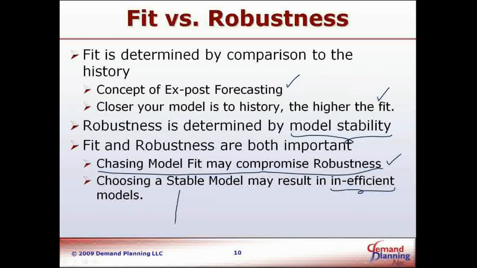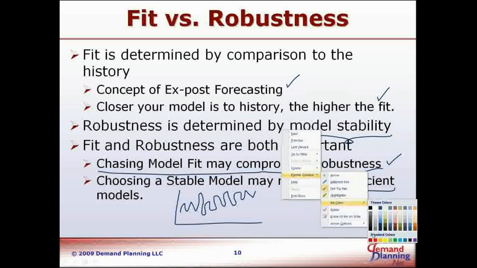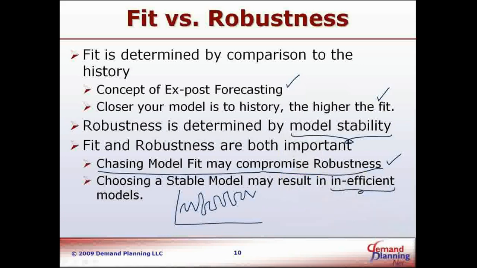On the other hand, if you choose a very stable model, it may result in inefficient models, right? Models that do not explain history very well. As I explained to you before, a straight line model is very stable, but it's inefficient, because it doesn't capture all the information in the history. Although in the previous case, the history didn't have a trend, but it had seasonality. The straight line model captured the average, but it did not capture the seasonality information already in the data, right? So you need to make a trade-off between robustness and stability and model fit.